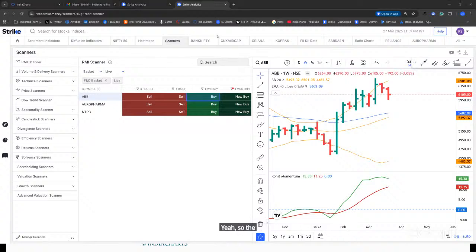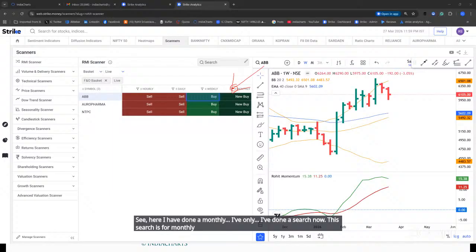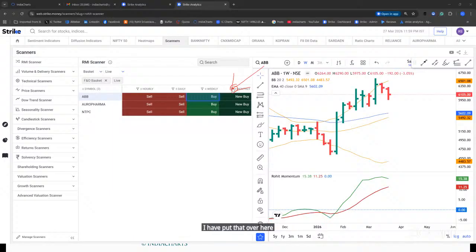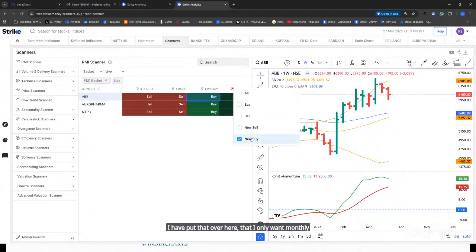Yeah. So the higher time frame is always the view. See, here I have done a monthly search. Now, this search is for monthly new buys only. I have put that over here, that I only want monthly new buys.